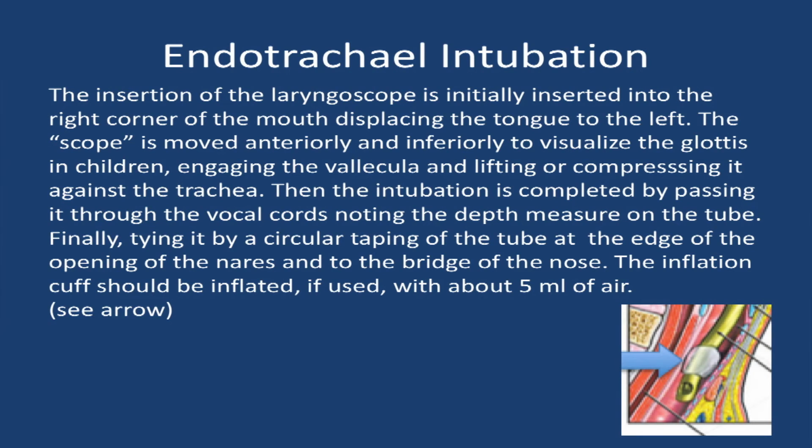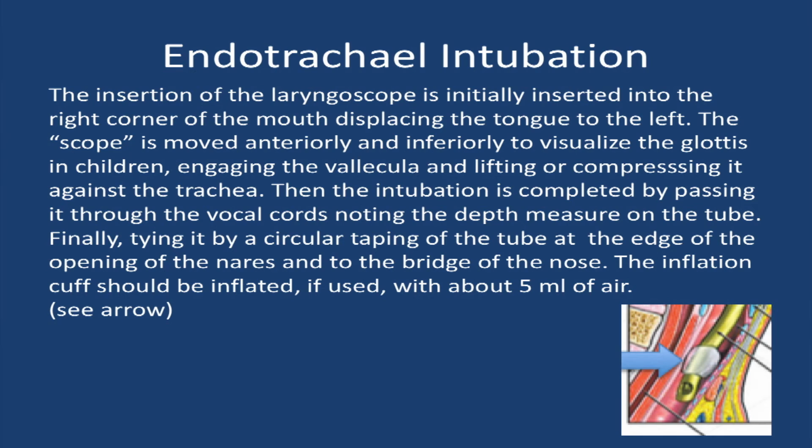Endotracheal intubation occurs with the laryngoscope initially inserted into the right corner of the mouth, displacing the tongue to the left very gently. The scope is moved anteriorly and inferiorly to visualize the glottis in children. Remember that this is at C4 and 5 rather than at C6 as with adults. And engaging the vallecula, which is attached with ligaments, to visualize the glottis in children. Engaging the vallecula and lifting it or compressing it against the trachea.